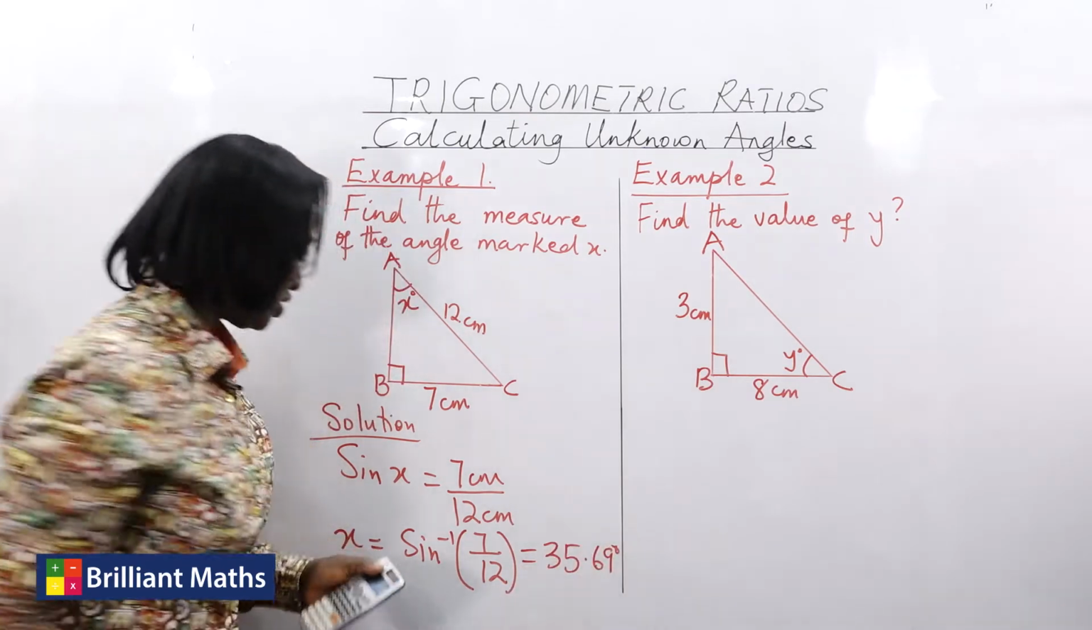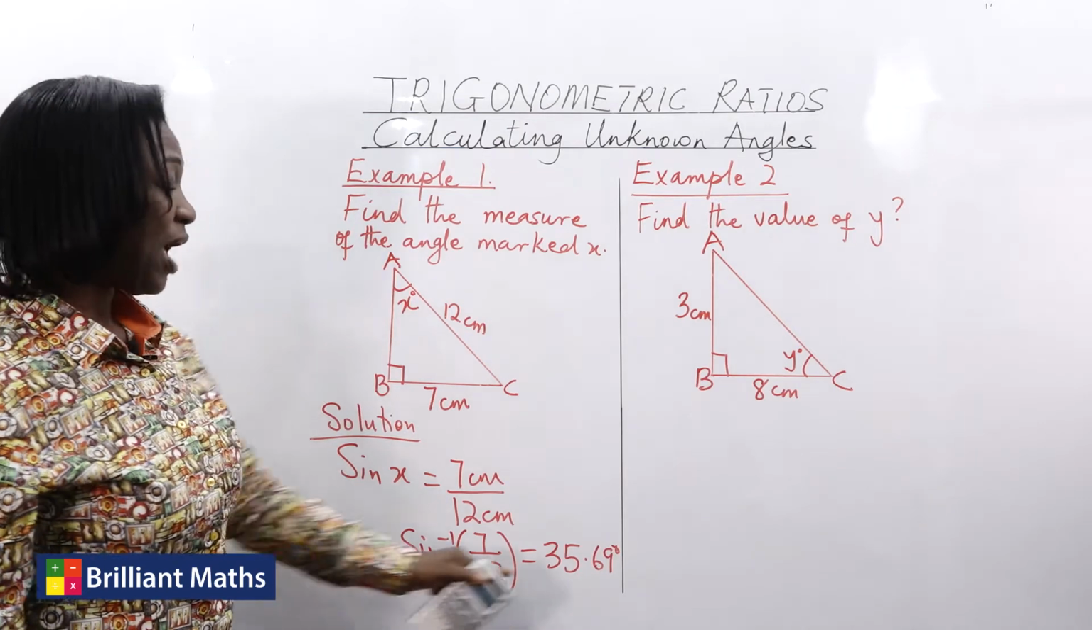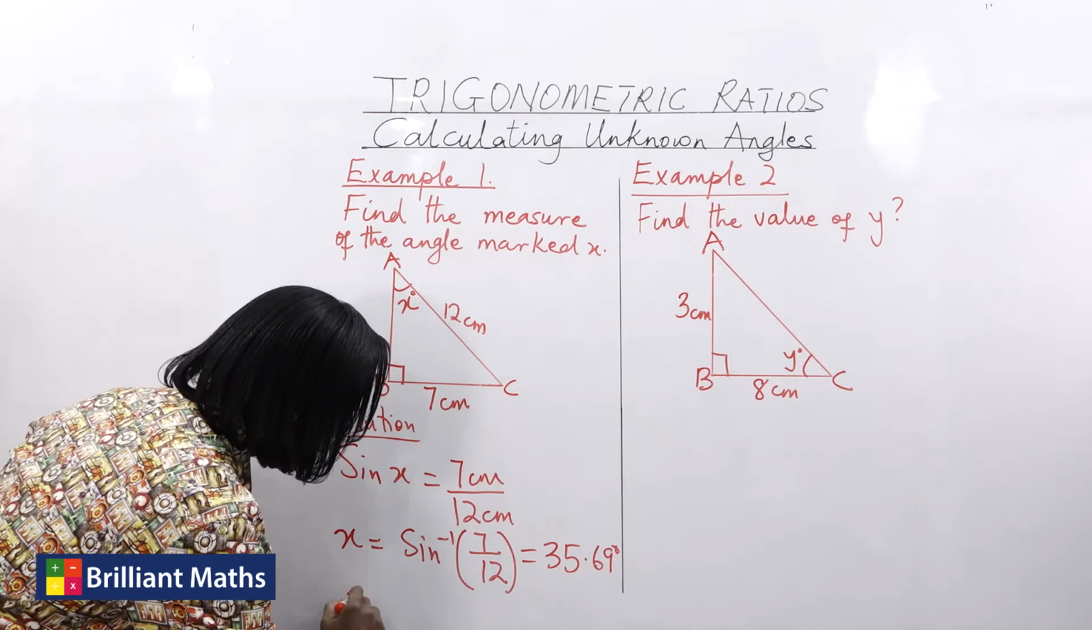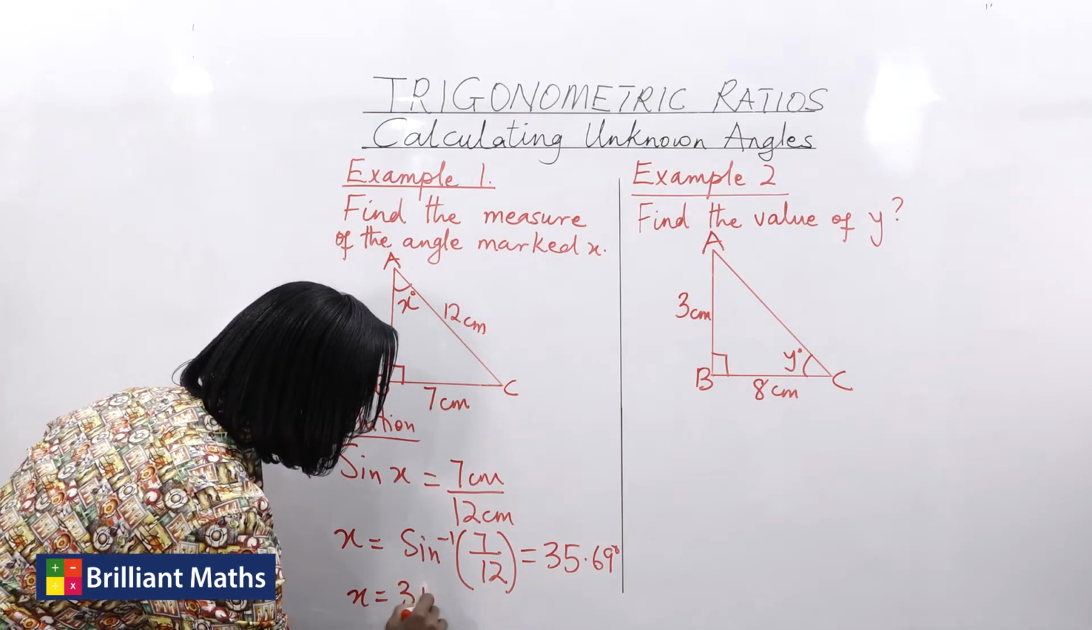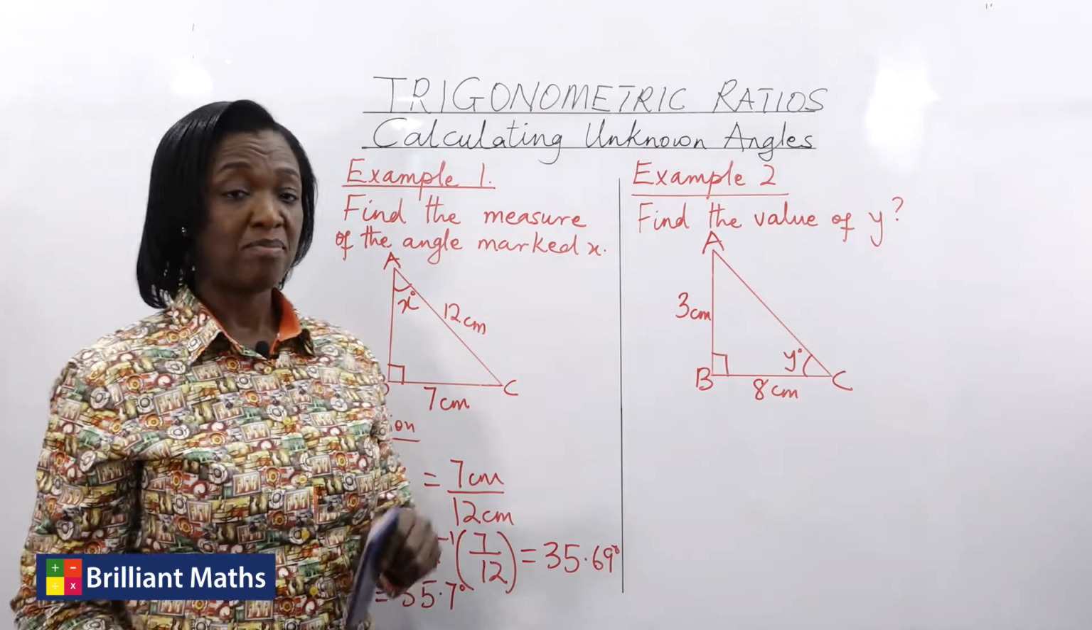35.69 degrees. So that means that angle x measures approximately 35.7 degrees. So x is equal to 35.7 degrees to 1 decimal place.